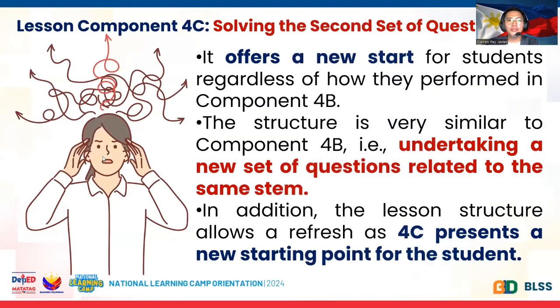While for the second set of questions, which is 4C, it offers a new start for students regardless of how they performed in component 4B. At the same time, the structure is very similar to component 4B, and that is undertaking a new set of questions related to the same theme. In addition, the lesson structure allows a refresh as 4C presents a new starting point for the student. However, the difference between 4C and 4B is that the questions for 4B do not require higher order thinking skills or critical thinking skills, while for lesson component 4C, or the second set of questions, the kind of questions that we have here allows the learners to develop their critical thinking skills.